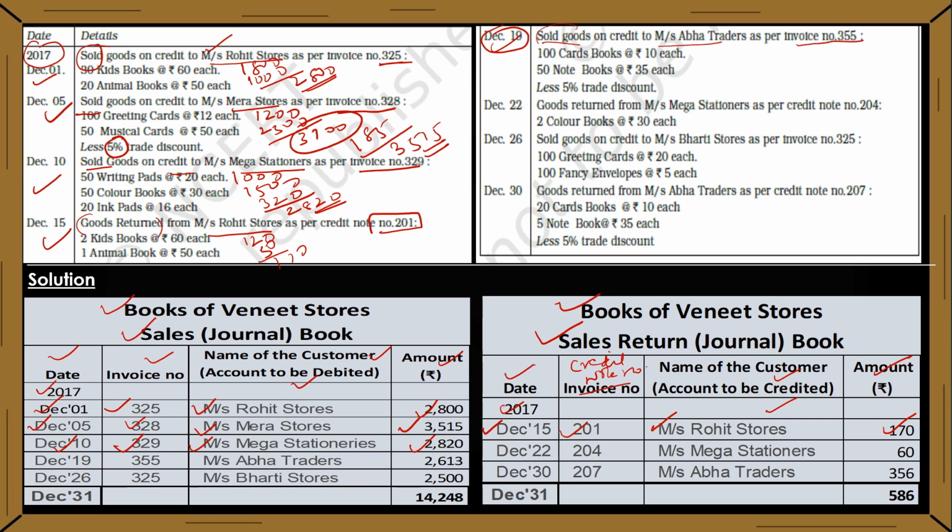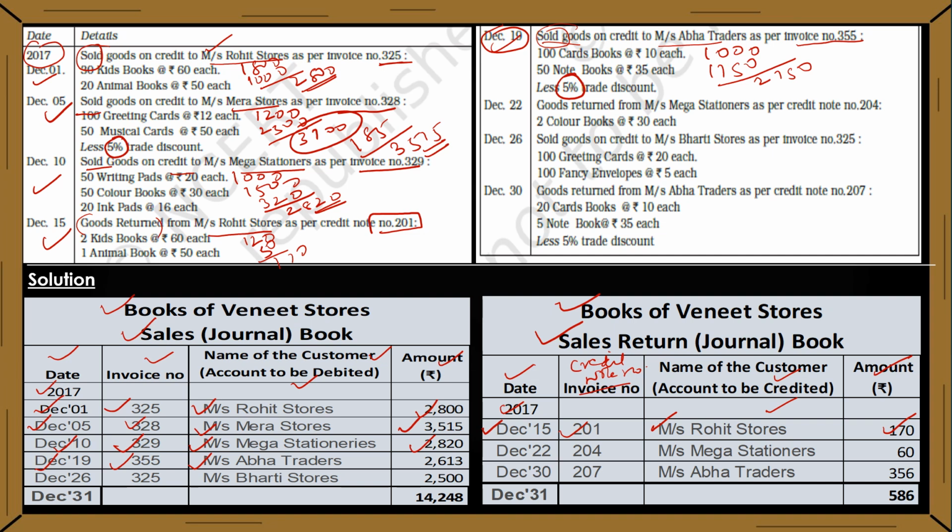Again it is sold goods. So we have to take it to the sales journal book on December 19th. Right, under date column December 19, and invoice number 355. Name of the customer is Messrs. Abba Traders. Amount is 100 into 10 is 1000. 50 into 35 is 1750. Total is 2750.